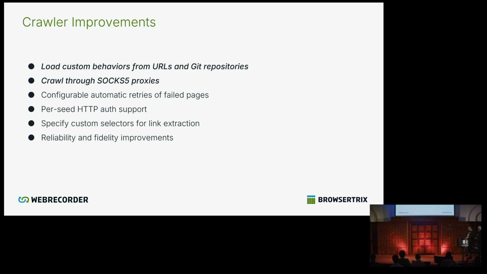Then we have our command line Browsertrix Crawler, which is a standalone tool, as well as integrated into the full Browsertrix app. Everything that's available through the UI is also available through the command line crawler, including the ability to run custom behaviors from GitHub and from a URL. The SOCKS5 proxies are there. There are improvements to retrying, where there are actual retries now. HTTP auth support, various other improvements, including support for custom selectors.